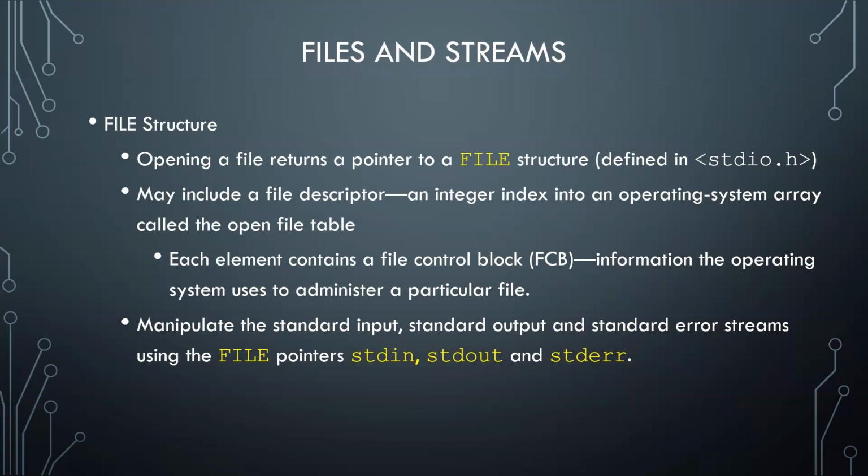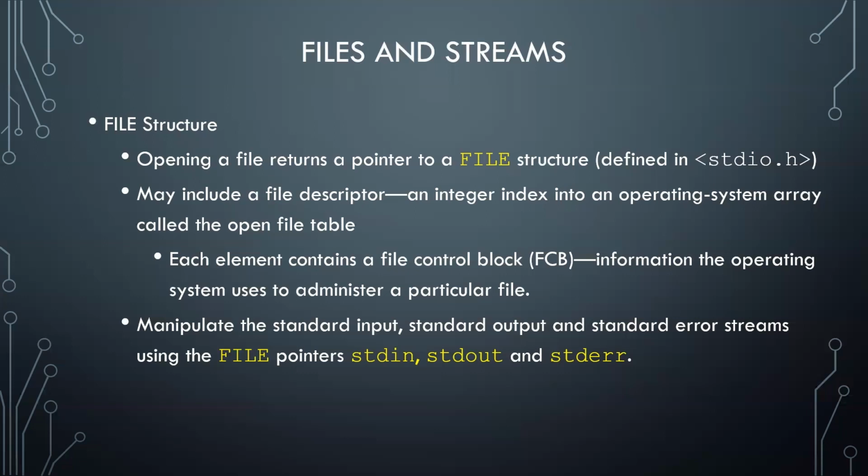We have a file structure, and when we open a file we are now going to have a pointer that indicates where in that stream we are. This is all defined in stdio.h, which is what we've used in the past, so there's nothing new there for libraries. We may include a file descriptor or an index into some kind of array called an open file table. Each element contains a file control block, or FCB, and the information the operating system uses to work with a specific file is going to be in that FCB.